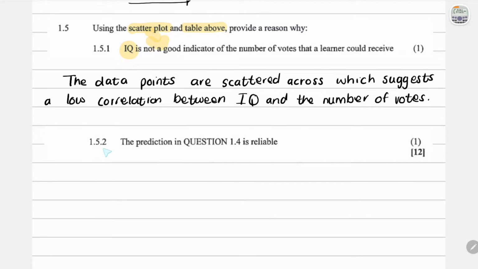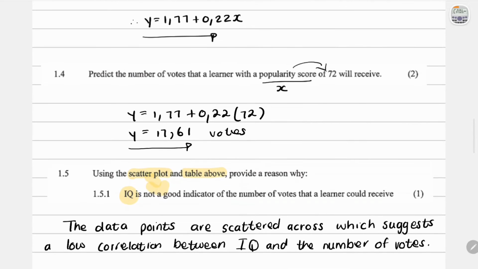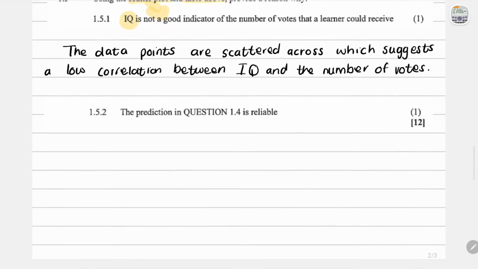And 1.5.2, it says, again, using the scatter plot and the table above, so this time it's probably the table that we're going to use, provide a reason why the prediction in 1.4 is reliable. Why is this prediction reliable? Why is it that a learner with a popularity score of 72 is more likely to get 17.61, or 18 votes, really? Why is that true?